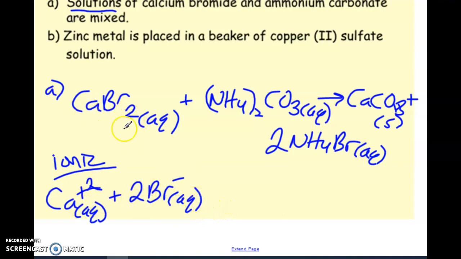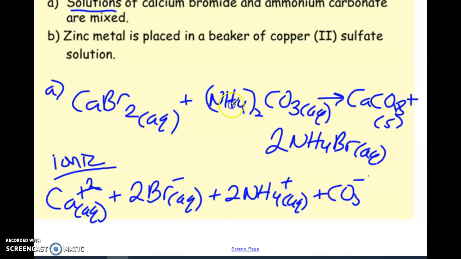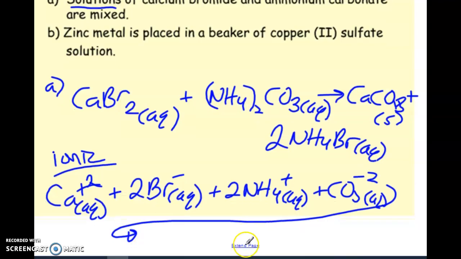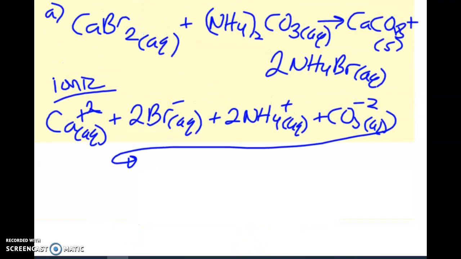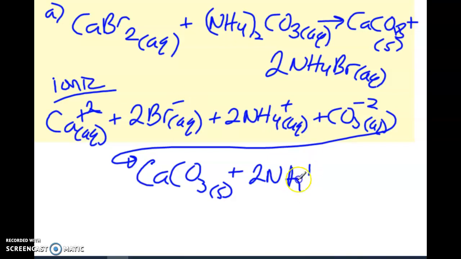So we have calcium with 2 bromine plus 2 ammonium ions and carbonate. Okay. So then we're going to have here calcium carbonate we are going to keep together because it is solid. And then we have again 2 NH4 plus AQ plus 2 bromines, AQ.